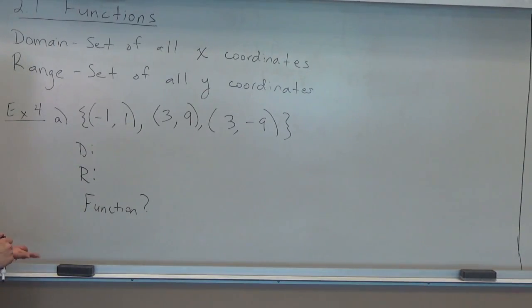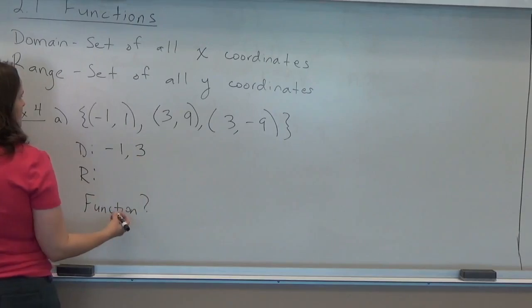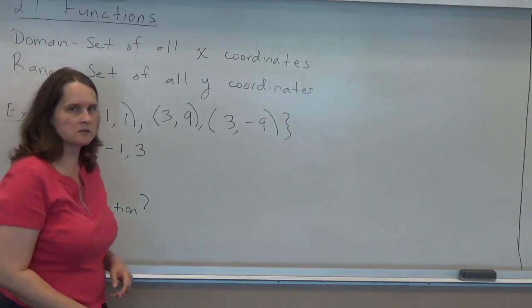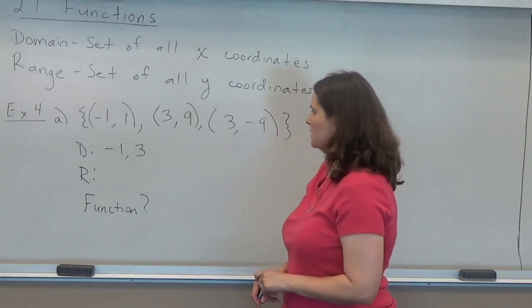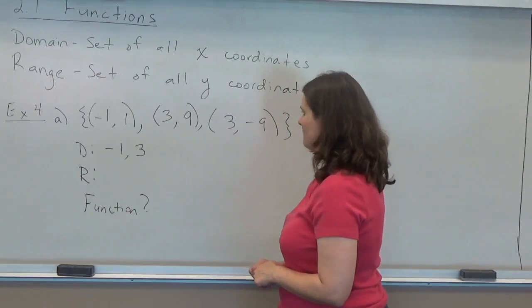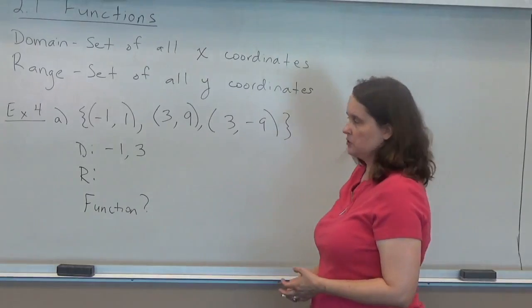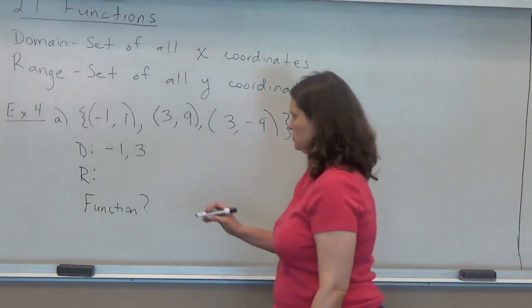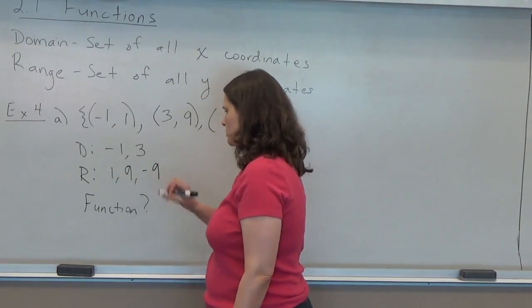It's simply the x values. So we're just going to list the x values of negative 1, positive 3, and then here you've got positive 3 again, but there's no need to list the same one twice. So we just got negative 1 and 3. Our range would be our set of y values. So you can probably write those down pretty easily. Go ahead and do that. You should have 1, 9, and negative 9 for your range.